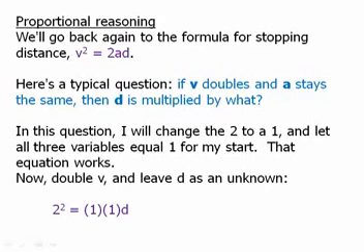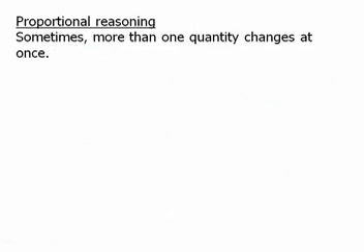So that's a working equation. Now double v and leave d as an unknown. So everything else is still 1. And I get 2 squared equals 1 times d. And so, of course, 2 squared is 4. We get 4 equals d, or d equals 4. So in other words, the distance is multiplied by 4 when v doubles and a stays the same.